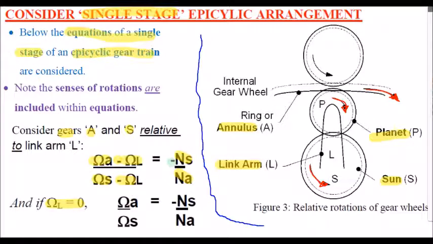So the last line, this line here, is back to our standard relationship: the speed of gear A over the speed of gear S is equal to the number of teeth on gear S over the number of teeth on gear A. We're used to those inverse relationships, but I have that negative sign now to account for the change in direction.